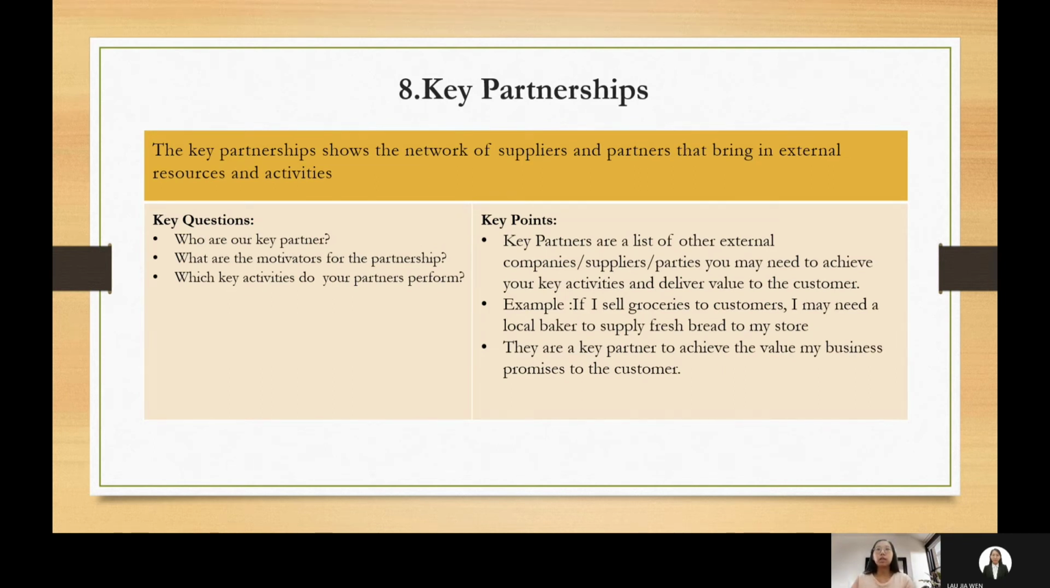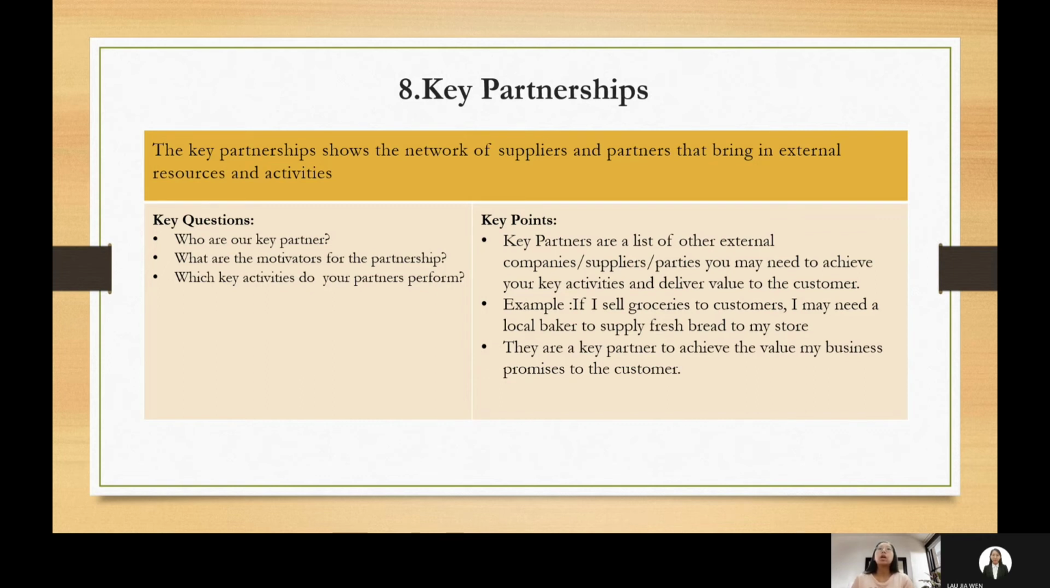Subsequently is the key partnership. The key partnership shows the network of suppliers and partners that bring in external resources and activities. The key partners are a list of other external companies, suppliers, and parties that are needed to achieve the key activities and deliver the value to a customer.